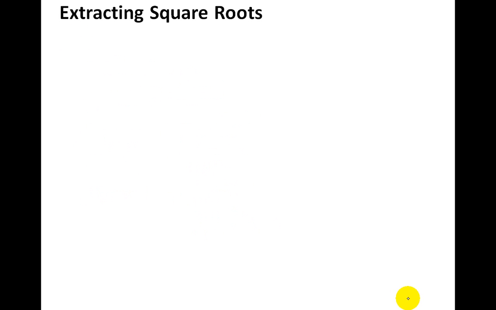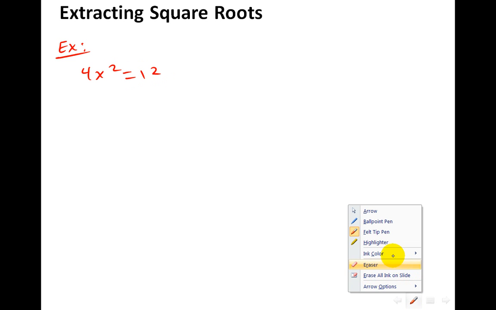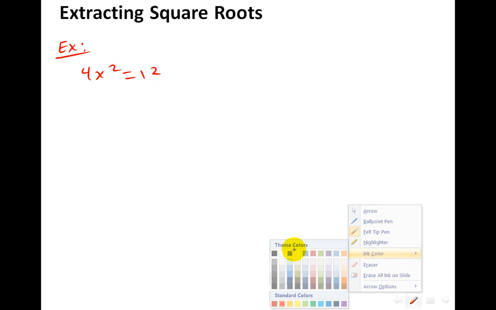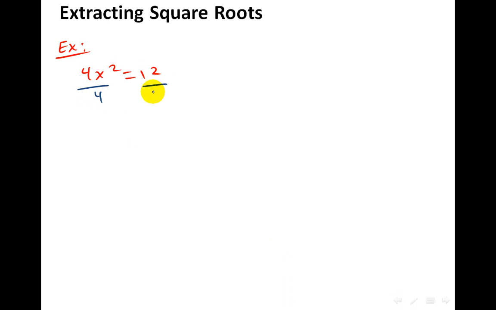Okay, now we'll see another method of solving quadratic equations, which is extracting square roots. Let's have some examples here. So the first question is saying x squared equals 12. First you can divide both sides by 4. So x squared will be 3. Now here, to get rid of this square, you have to put roots. So this will be cancelled out, so x will be positive or negative root 3.